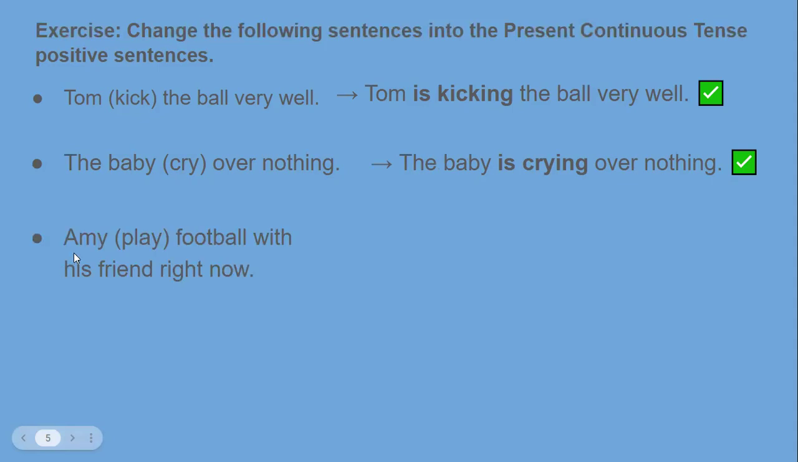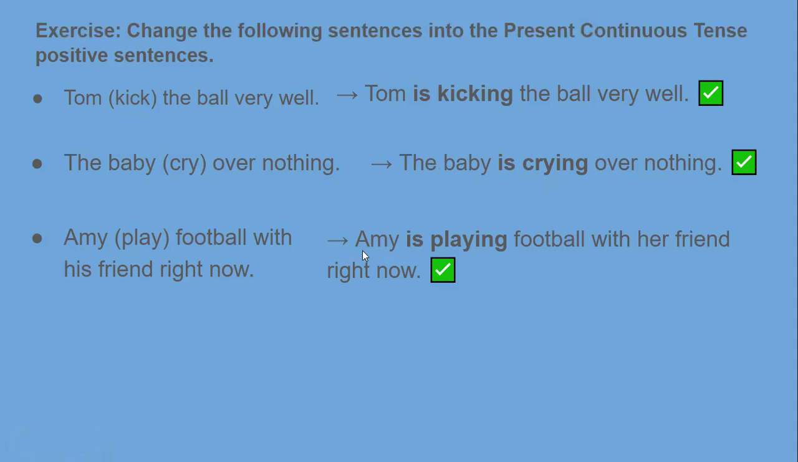Third, Emmy play football with his friend right now. Emmy is the subject and it's a she. So for the subject she, we need the verb to be is after the subject. What do we do to the verb? We add an ing at the end of the verb to make it a gerund so that we can indicate that our sentence is continuous. And therefore, the correct sentence becomes, Emmy is playing football with her friend right now.